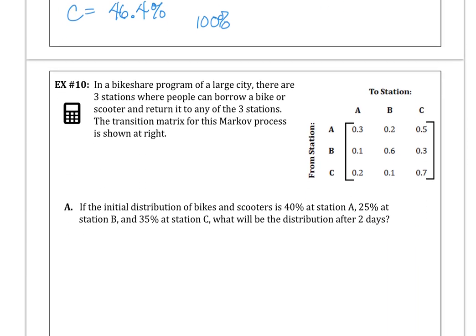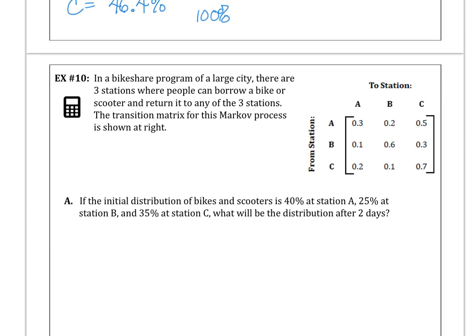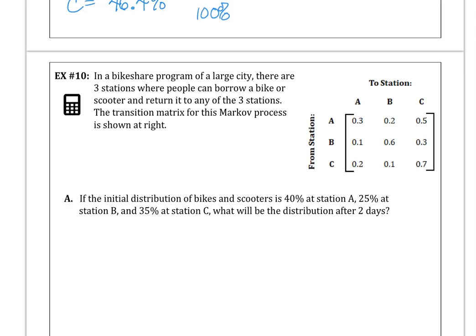In example 10, we have a bike share program for a very large city. There are 3 stations where people can borrow a bike or a scooter and return it to any of the 3 stations. The transition matrix is shown at the right, and the initial distribution of bikes is 40% at station A, 25% at station B, and 35% at station C. What will be the distribution after 2 days?